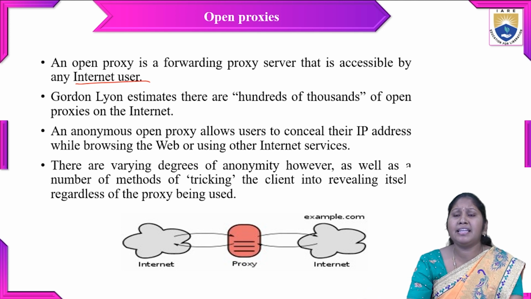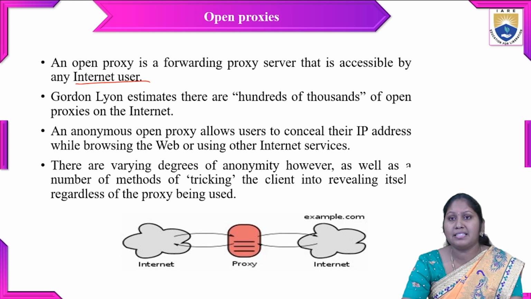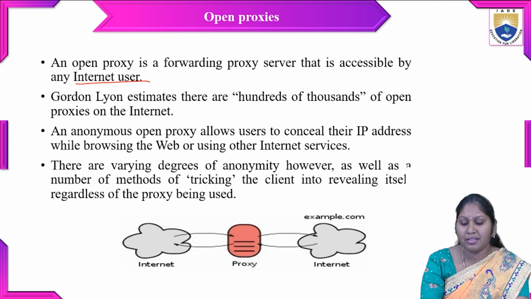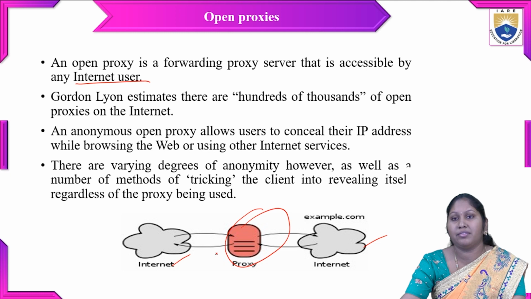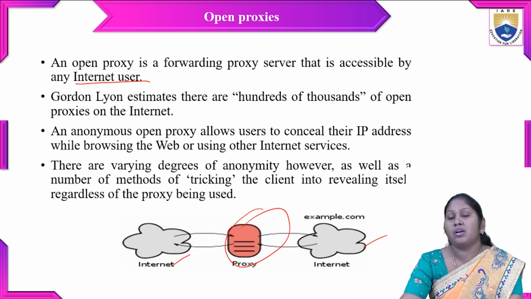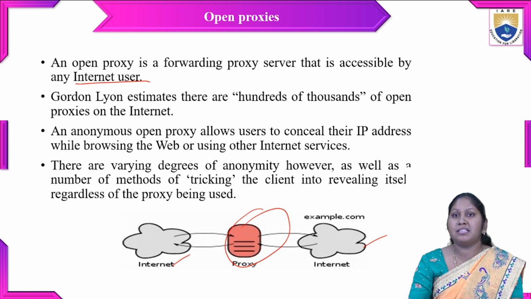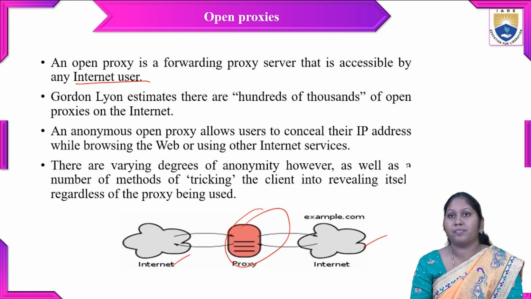And there are varying degrees of anonymity, as well as a number of methods of tricking the client into revealing itself regardless of the proxy being used. So see here, we have some internet, where a proxy server is acting as an intermediate between two servers or two internets. One may be the client, one may be the server, anything, but it acts as an intermediate. So it is nothing but open proxies.